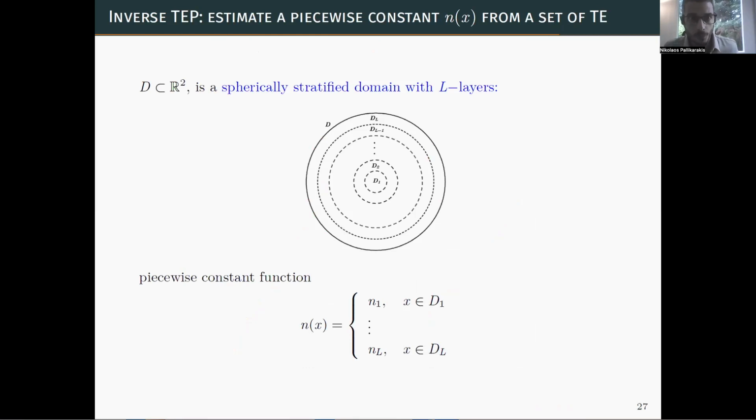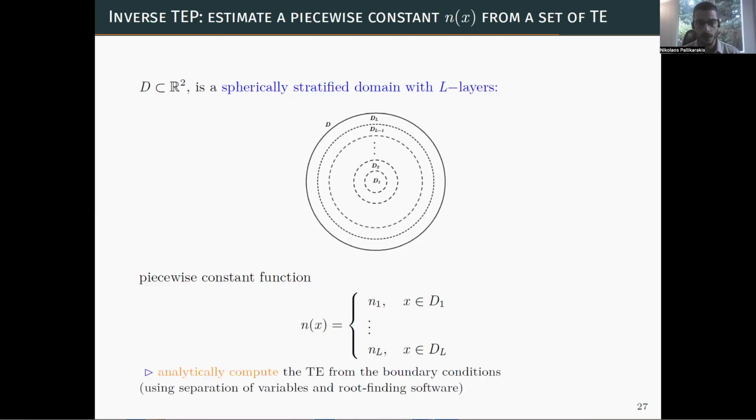For the transmission eigenvalue problem, which are the following examples, we tested the case where D is a spherically symmetric domain, a disk, with L number of layers, and the refractive index is a piecewise constant function with different values in each layer. So we'll see 2 different examples in this case. And when the domain is spherically symmetric, as I also mentioned initially, we can analytically compute the transmission eigenvalues using boundary conditions, which is by using separation of variables.